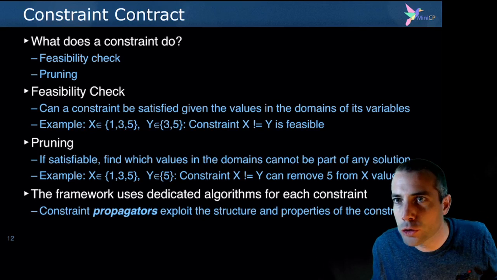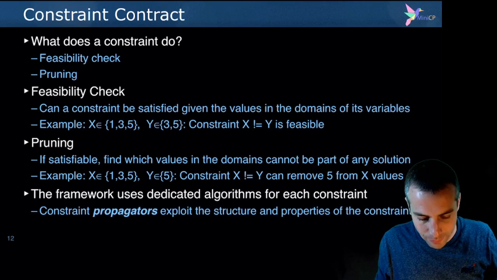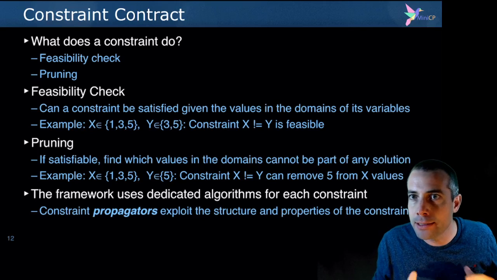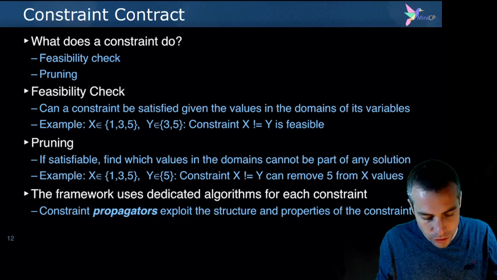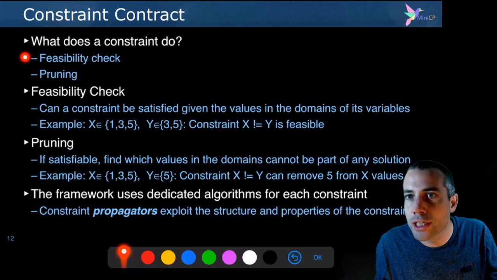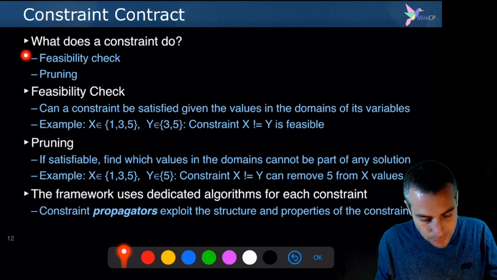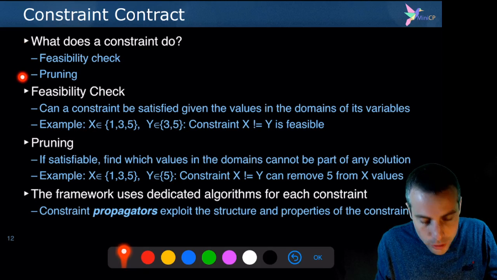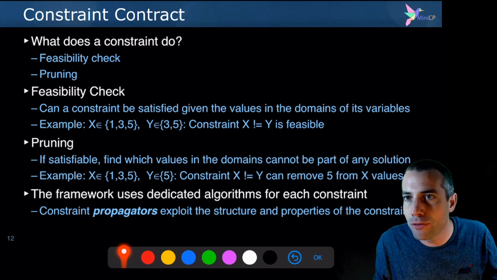At the heart of constraint programming, you have the constraints. A constraint is an object that has some responsibility inside the solver when you are trying to discover solutions. The first one is the constraint should be able to check that it's feasible. And the very important one, the second one, is pruning.